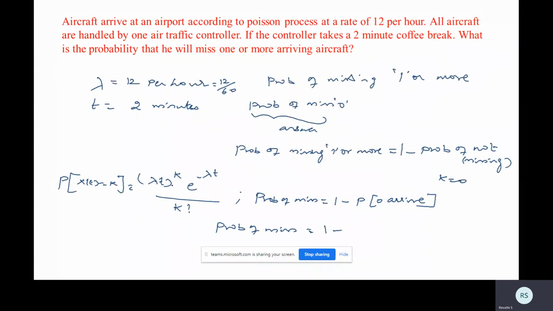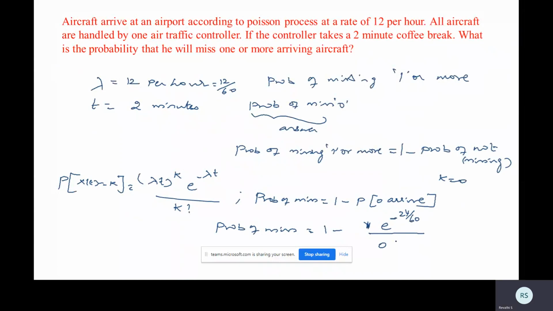Nothing but 1 minus lambda t the whole power 0, so this becomes 1. E power minus lambda t. E power minus lambda is what? 12 by 60 into 2 minutes, 12 by 60 into 2, that is 24 by 60.